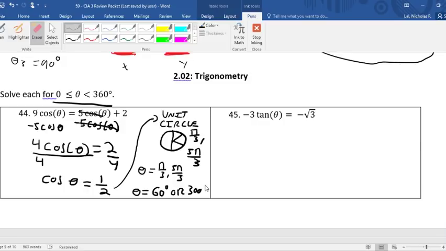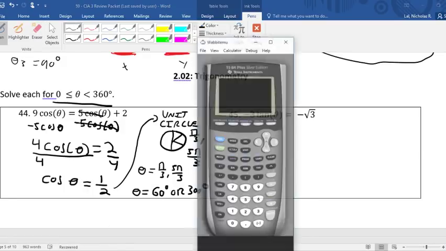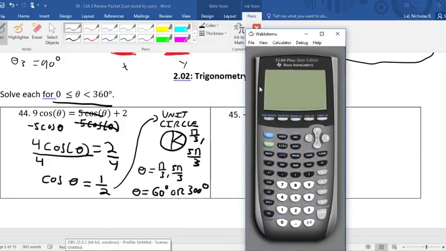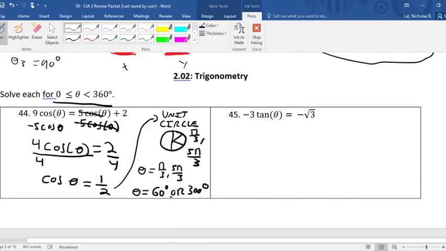And what we can do is use our calculator to prove it. So when is the cosine of theta equal to 1/2? Is the cosine of 60 1/2? It is. Is the cosine of 300 equal to 1/2? Yes, it is. Okay, so those are both correct. 60 degrees or 300 degrees.